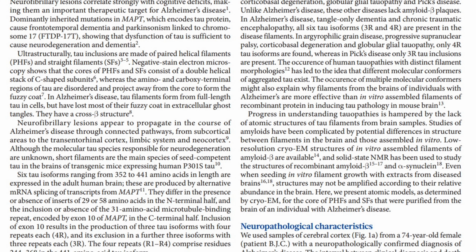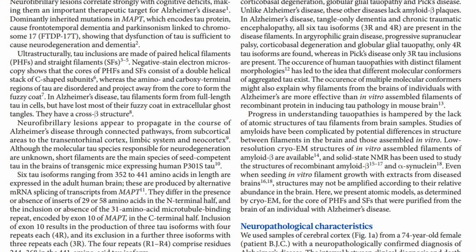Neurofibrillary lesions correlate strongly with cognitive deficits, making them an important therapeutic target for Alzheimer's disease. Dominantly inherited mutations in MAPT, which encodes tau protein, cause frontotemporal dementia and Parkinsonism linked to chromosome 17, FTDP-17T, showing that dysfunction of tau is sufficient to cause neurodegeneration and dementia. Ultrastructurally, tau inclusions are made of paired helical filaments, PHFs, and straight filaments, SFs.